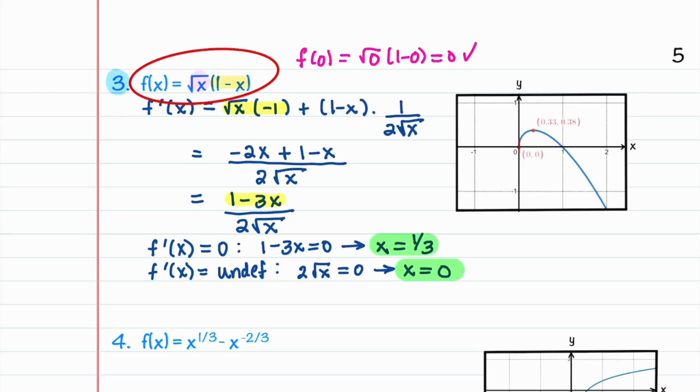I've graphed our function up here on the right. At 0, we have what's called a vertical tangent, and that's why the derivative is not defined at that point. And then at our second critical number, the slope of the tangent line is equal to 0, and we have a local and absolute maximum.